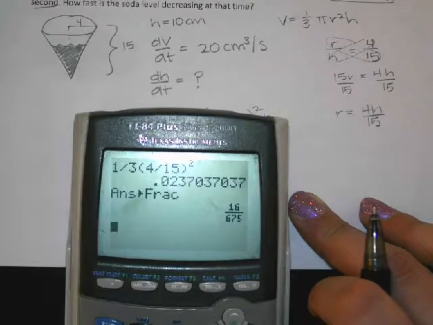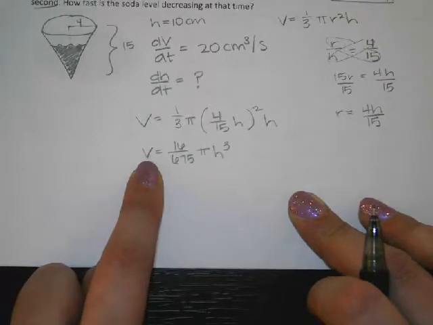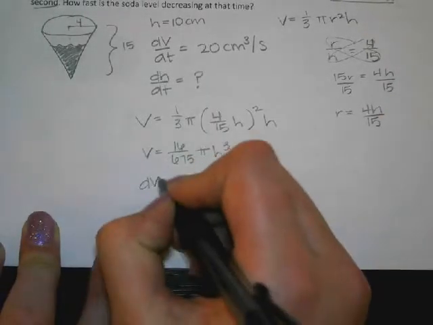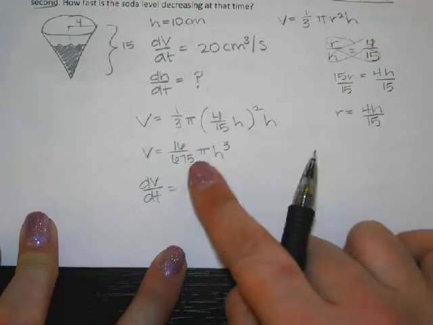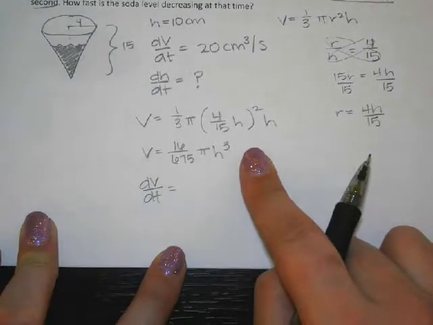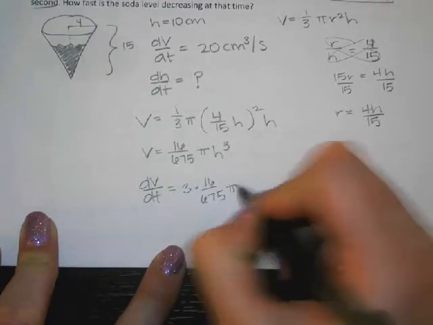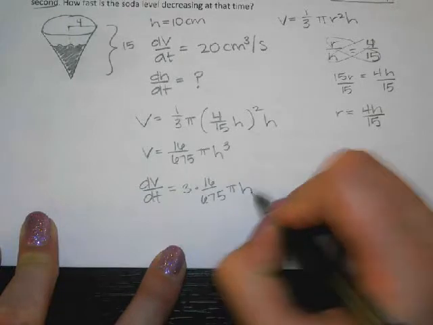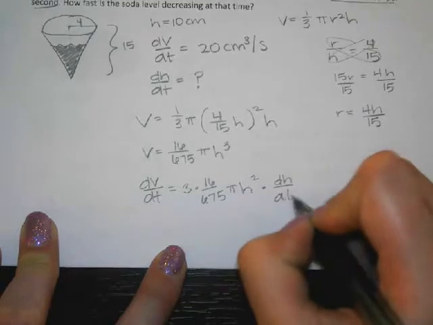Okay, now we are ready to take a derivative because we always do that in related rates. We have the formula that we're working with, and we take the derivative of it, and we make sure we do implicit differentiation for each of the variables. Okay, so the derivative of V, dV/dt, and the derivative of 16 over 675 pi h to the third is 3 times that fraction and the pi, h to the second, times dh/dt. Okay.